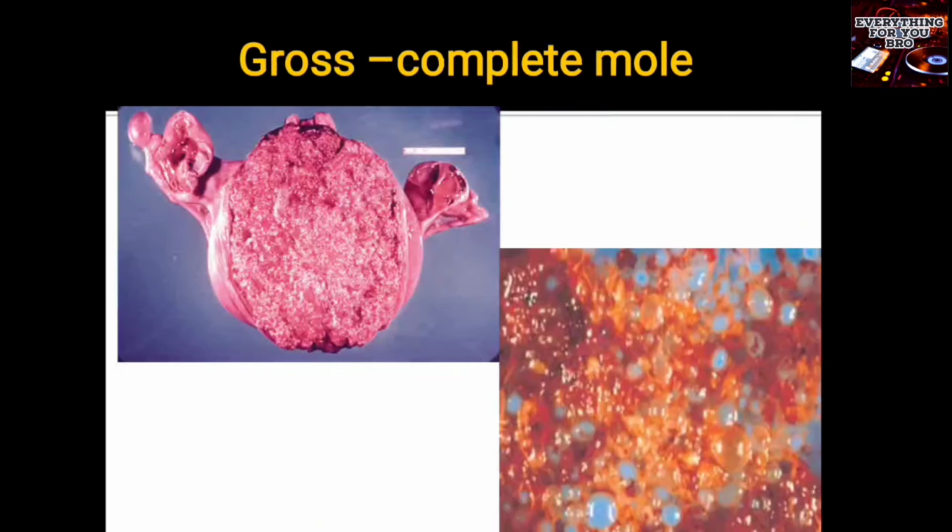Okay, that is important. So this is a gross picture. In the first image, you can appreciate a cut open uterus with, on either side, the bilateral adnexae, that is ovary and tube. It is filled with vesicles. The lower image shows a closer view, showing the pearl-like vesicles. You can appreciate multiple varying sized vesicles or grape-like vesicles. So this is the complete mole.